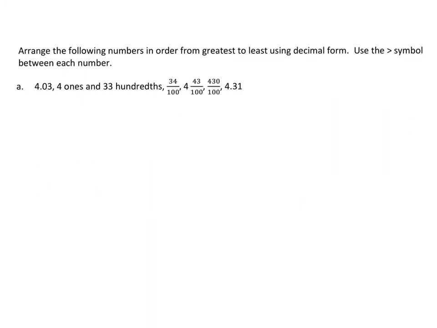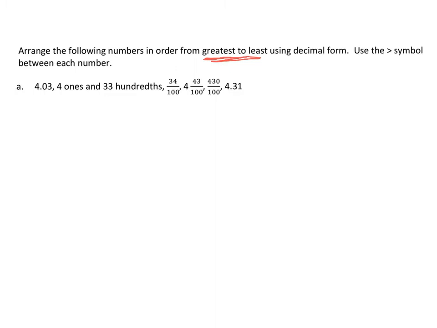All right, the next one is going to arrange the following numbers in order from greatest. All right, there's that key. We have to make sure we're reading these words carefully, because this is the greatest to the least now. Okay, using decimal form. Use the greater than symbol between each number.